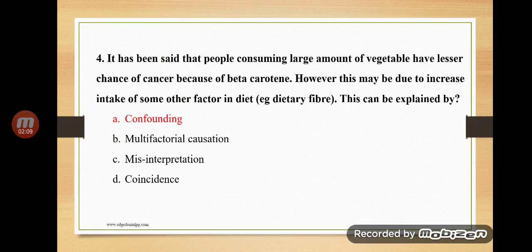Coming to the next question, it has been said that people consuming large amount of vegetables have lesser chance of cancer because of beta carotene. However, this may be due to increased intake of some other factor in the diet, for example dietary fiber. This can be explained by, the correct answer is confounding. A confounding factor or a variable is one that influences both the dependent and independent variable, causing a spurious association. Here, the independent variable is the vegetable, the dependent variable is cancer, and the confounder is dietary fiber, which has an effect both on vegetable intake and cancer.